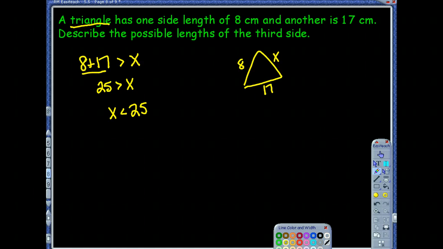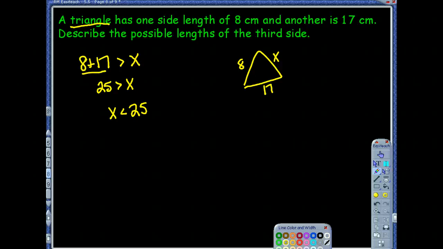Probably not, because you could have a length of maybe 1, and 1 and 8 together are not greater than 17. Or even a negative number. Yeah, you definitely can't have a negative length. Okay, so let's think about another boundary. I was going to say that, a boundary. We're going to restrict what we can have.